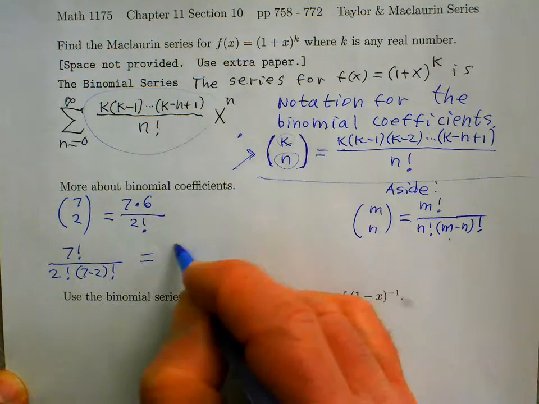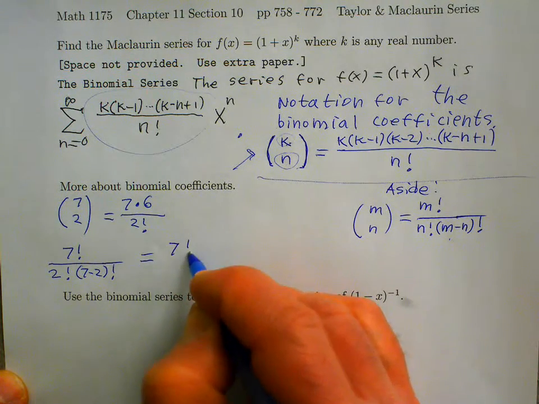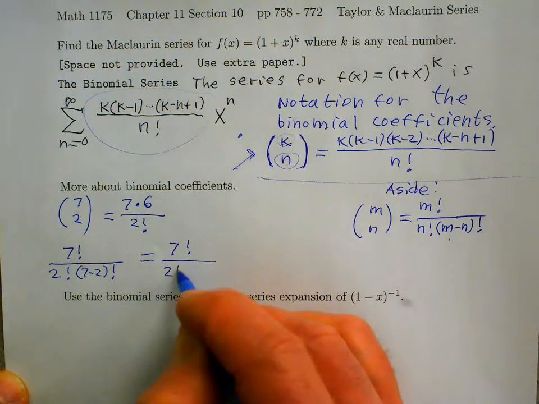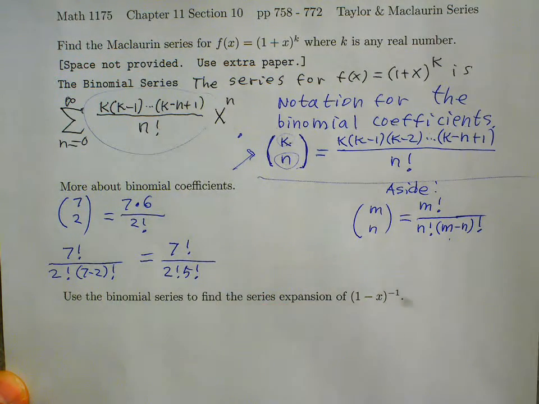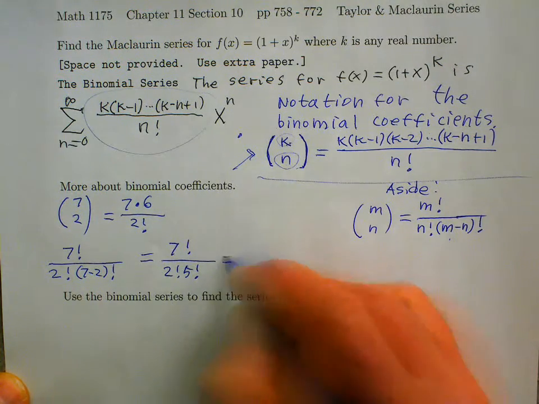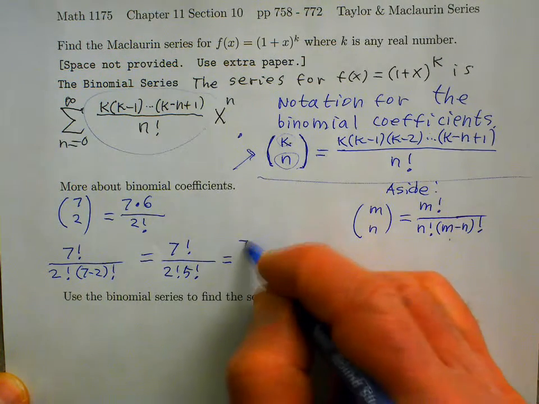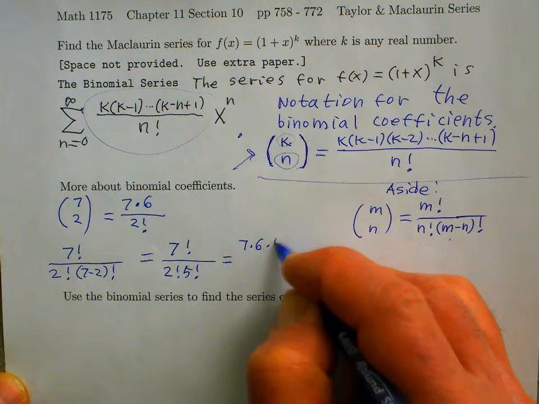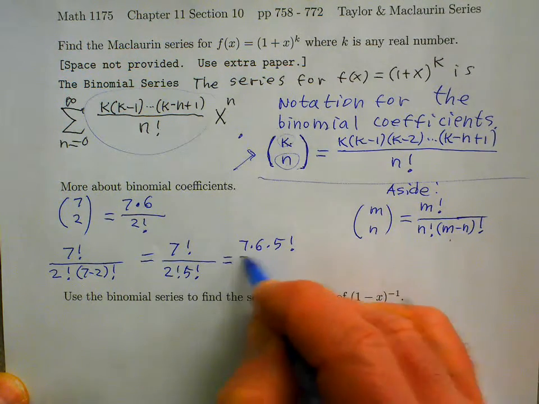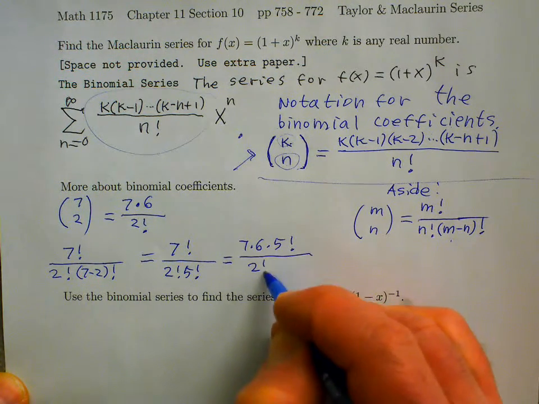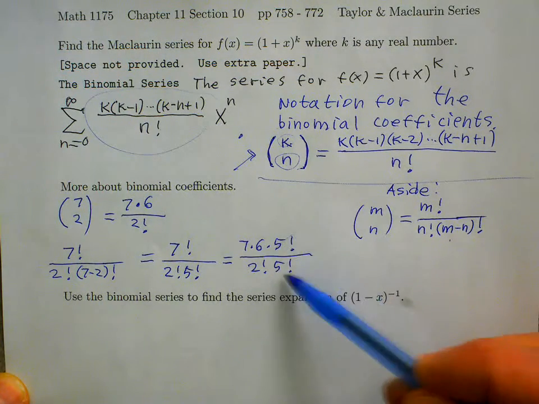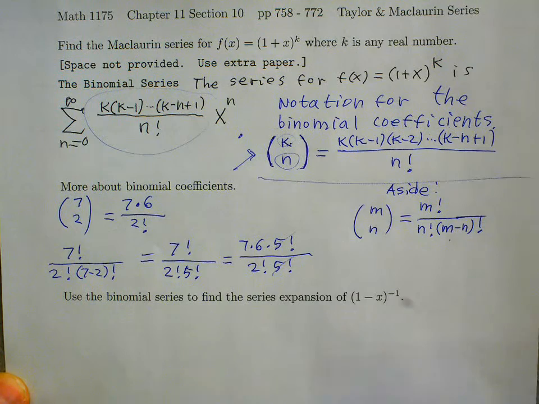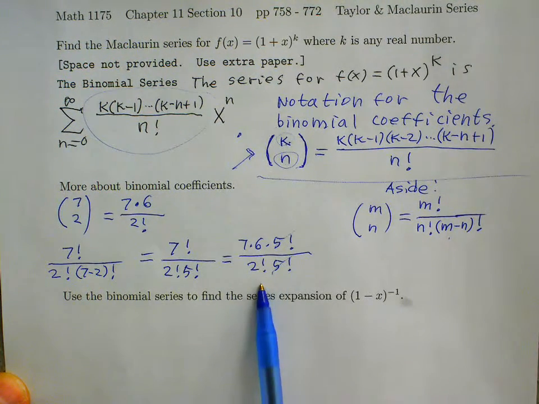So do the arithmetic a little bit. 7 factorial over 2 factorial times 7 minus 2 is 5 factorial. 7 factorial is 7 times 6 times 5 factorial, and we're dividing by 2 factorial times 5 factorial. And 5 factorial divided by 5 factorial cancels. So we're just left with 7 times 6 divided by 2 factorial.